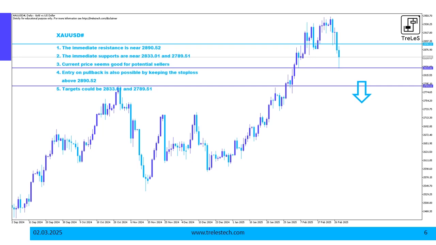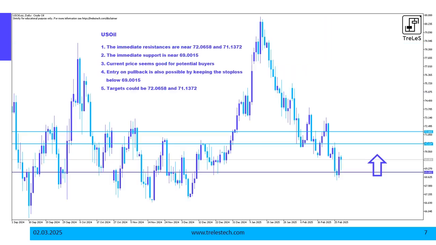A pullback entry is also an option with a stop loss placed above 2080.90.52. Our target is 2080.33.01 and 2070.89.51. Our last chart presents US oil.